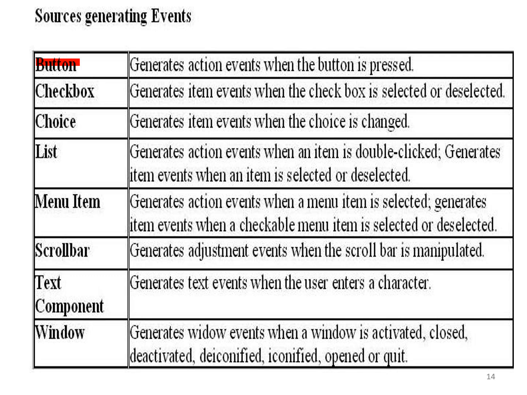And in the same way, the scroll bar generates an adjustment event when the scroll bar is manipulated. Text component generates a text event when the user enters a character from the keyboard.